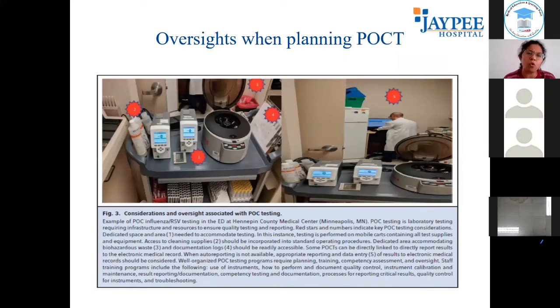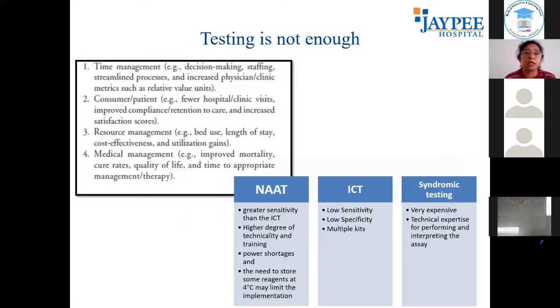So these are some oversights when you plan POCT testing. We forget what kind of instruments need to be kept. We forget what kind of manpower needs to be kept. It can be a very compact space, but we need to make space for everything, a centrifuge, everything, so that we do not miss out on anything. Then after all this, POCT testing, less time, all this is not enough to have a good POCT lab.